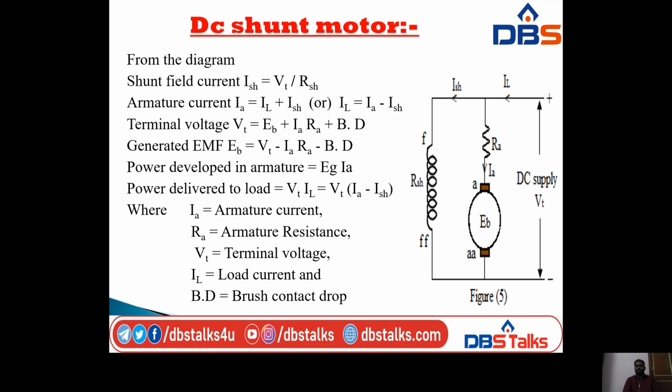the brush contact drop Bd. And next, from this diagram, the power developed in the armature is equal to Eb into Ia or Eg into Ia. And the power delivered to the load is equal to the terminal voltage into the load current, that is Vt into IL. We know already IL is equal to Ia minus Ish. So substitute that into this one, we will get Vt into (Ia minus Ish).